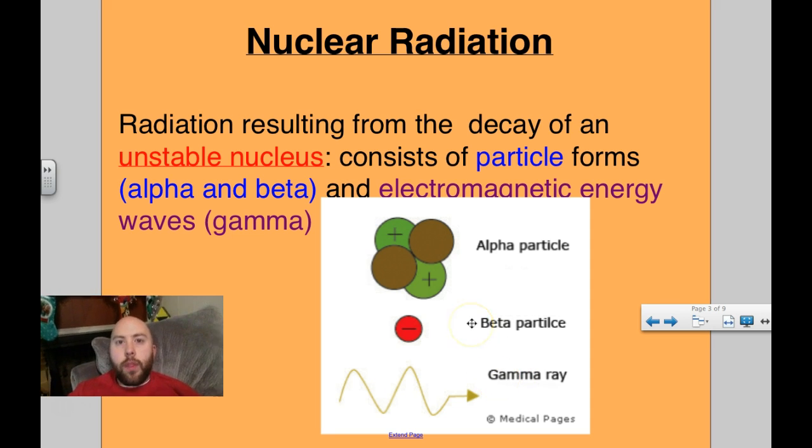So again, when you have an unstable nucleus, you have radioactivity. That element decays, creates new elements, and as part of the decaying, it gives off radiation, either alpha, the weakest, beta, and or gamma. It can give off all three or just one of them.